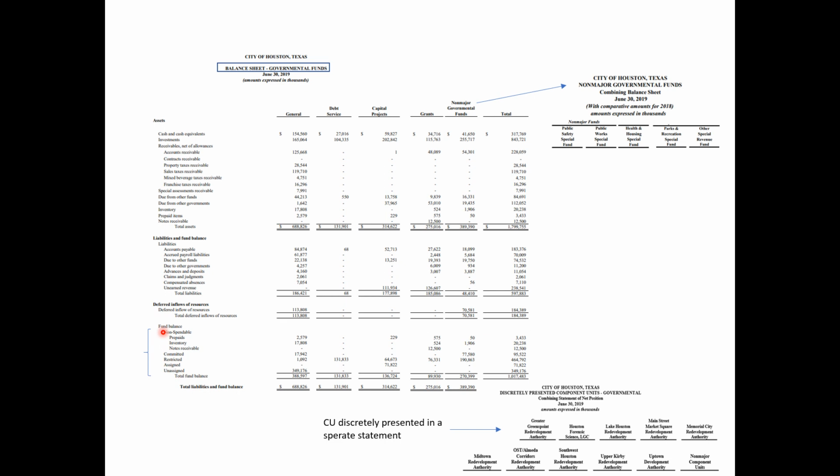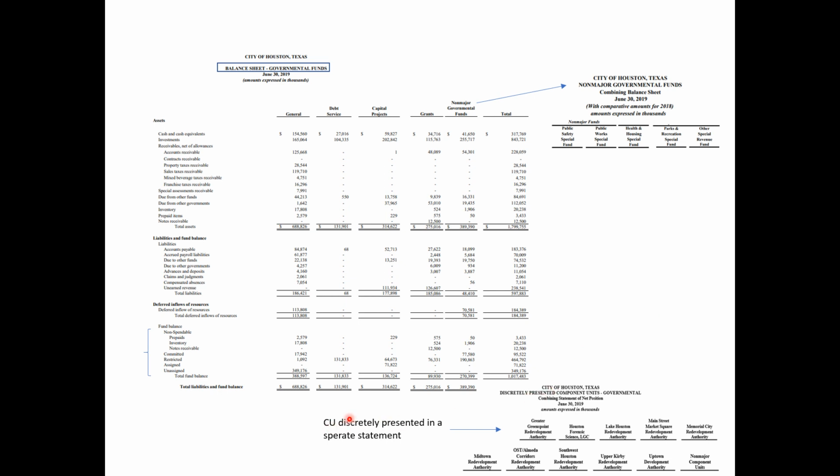Government fund, the fund balance will be reported based on their restrictions, starting with most restricted, non-spendable. Non-spendable resources include prepaid inventories and notes receivables, and also have committed, restricted, assigned, then unassigned. Then we have the total fund balance. So this is the balance sheet of the governmental fund.